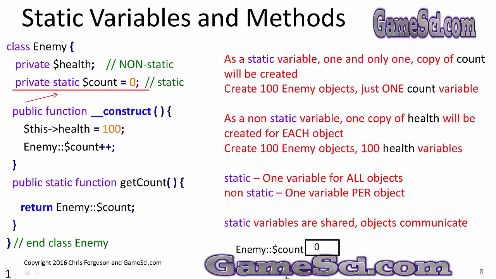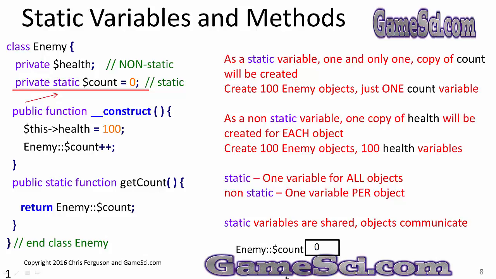Look at the red underline. Private static $count equals 0. As a static variable, one and only one copy of count will be created. Create 100 enemy objects, we'll still only have one count variable. As a non-static variable, there'll be one copy of health for each object created. If we were to create 100 enemy objects, we'd have 100 health variables. See the difference? Static says I want one copy of the count variable. Non-static, like health, means I want one per object.